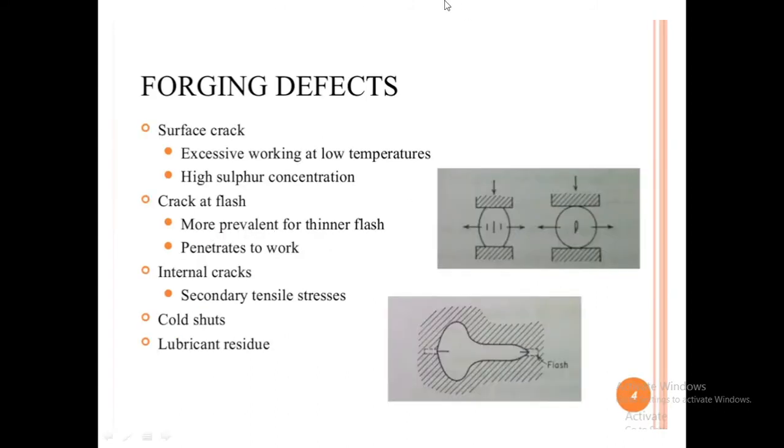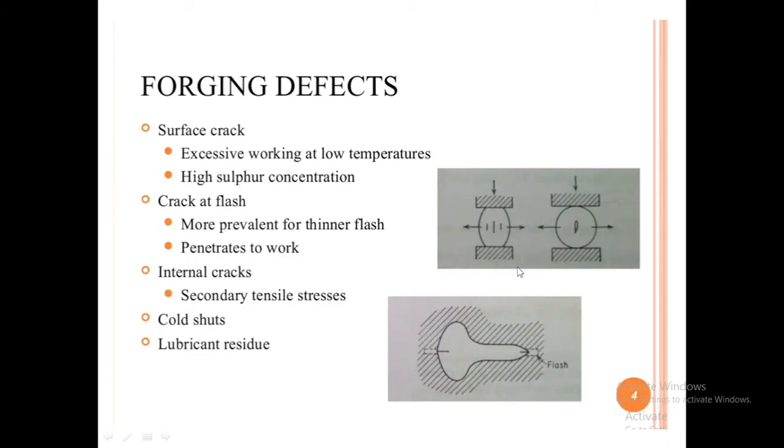Now here are the defects in a forging process. What is meant by forging? Forging is when we apply force using a die and punch in a forming operation. So, surface cracks.